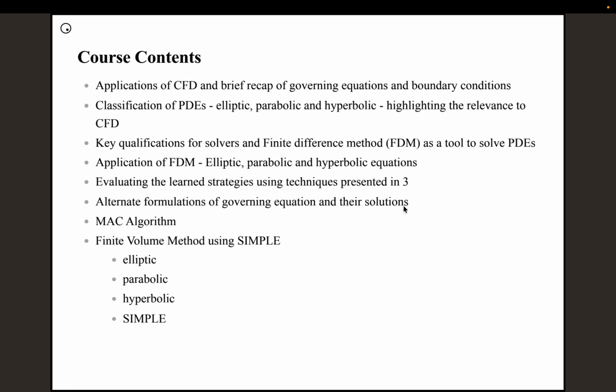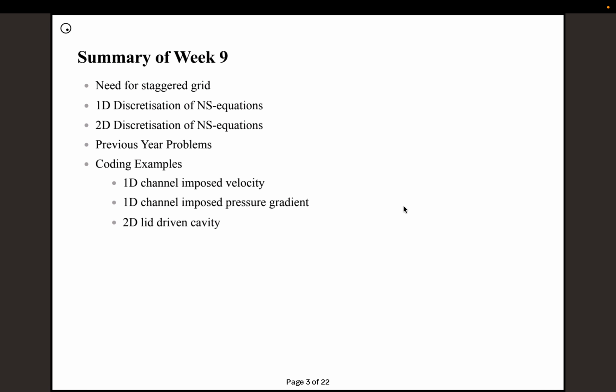This week we will discuss something called the marker and cell algorithm, which is used to solve unsteady Navier-Stokes equations. To summarize, we'll start with something called a staggered grid. So up until now, even in the last week when we discussed the stream function formulation, we were using, say, if this is a grid. So let's take a 1D domain so that we can understand it easily, and then we will extend it to 2D.